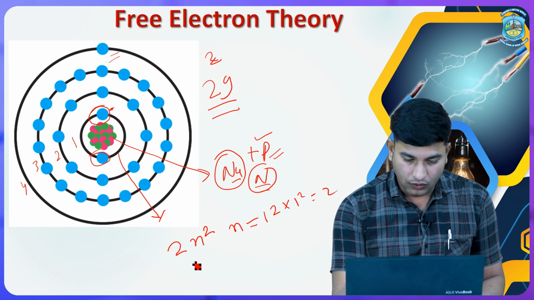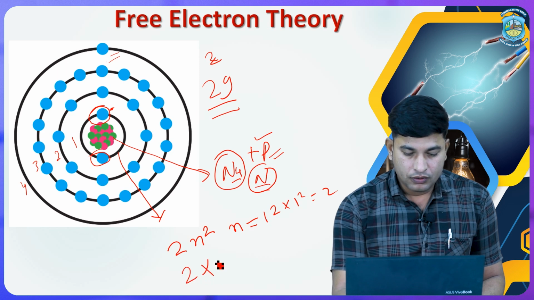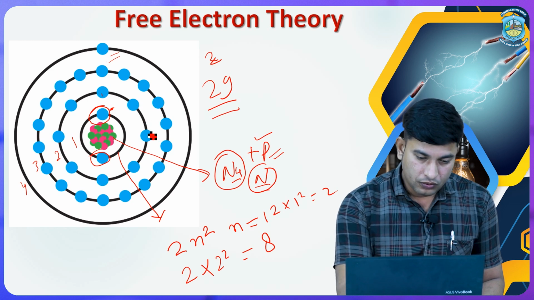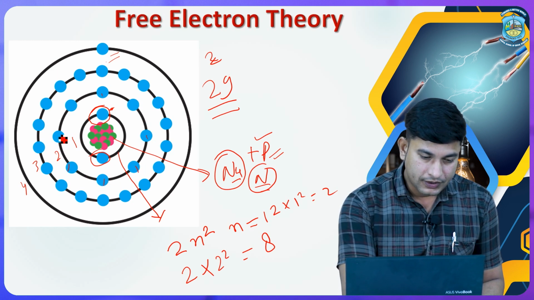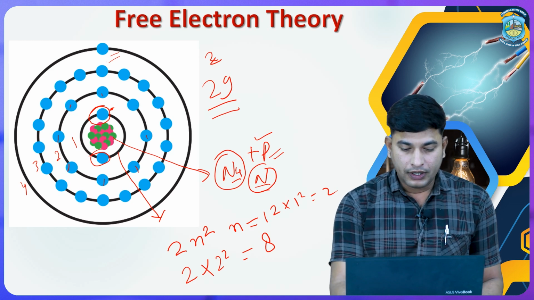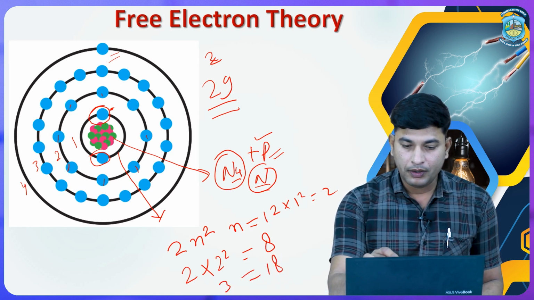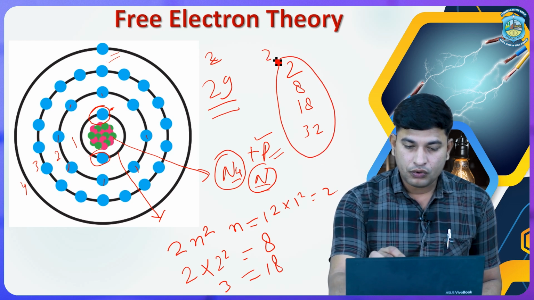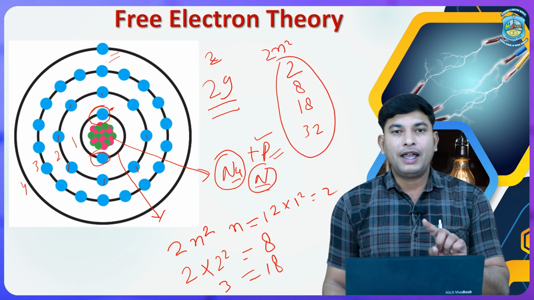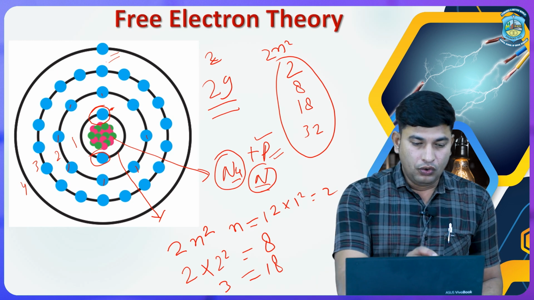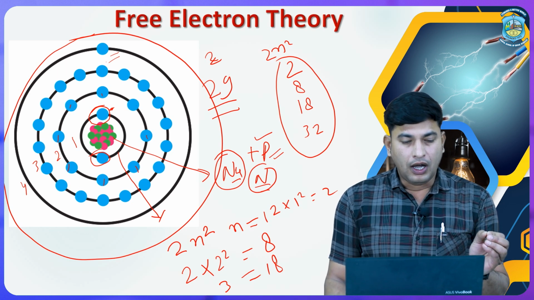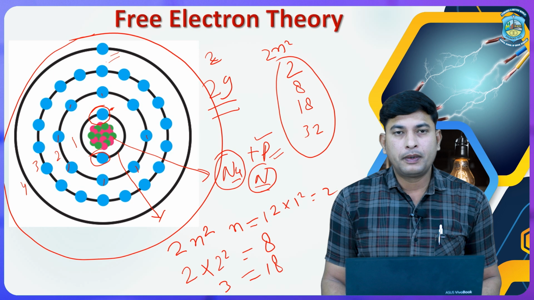While in the second orbit, 2 into 2 squared equals 4, which means 8 electrons. See, 1, 2, 3, 4, 5, 6, 7 and 8 electrons. Similarly for the third, 18 electrons. So the filling pattern of the orbits is 2, 8, 18, 32, following the formula 2n squared, where n is the orbit number. This is how we can define any atomic structure, and this is the basic explanation of any material.